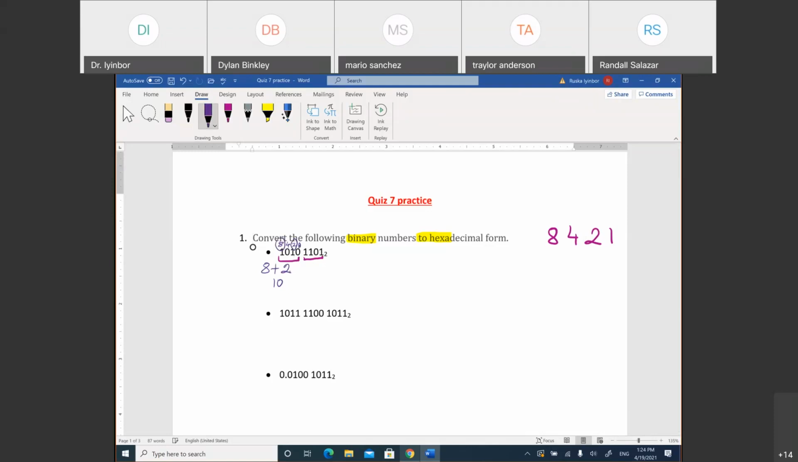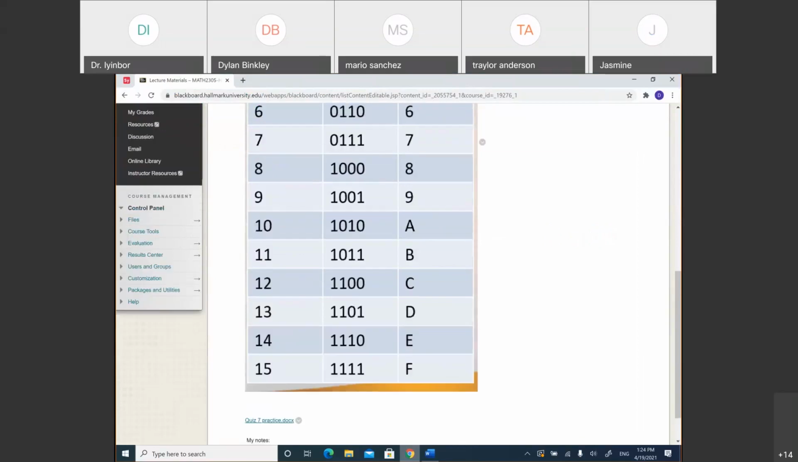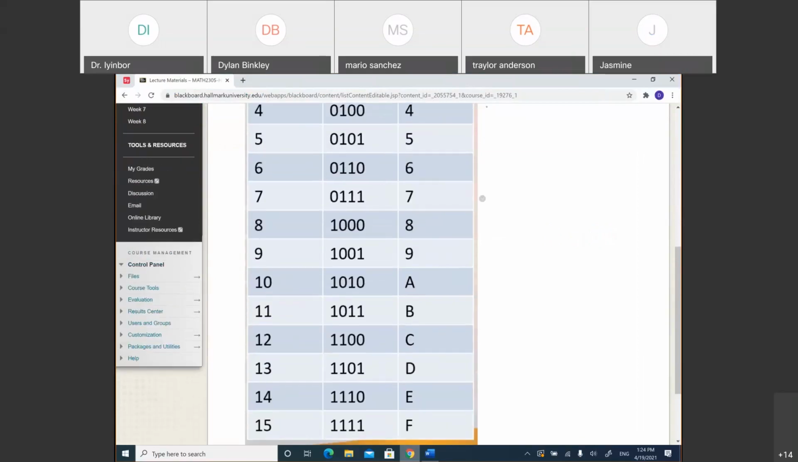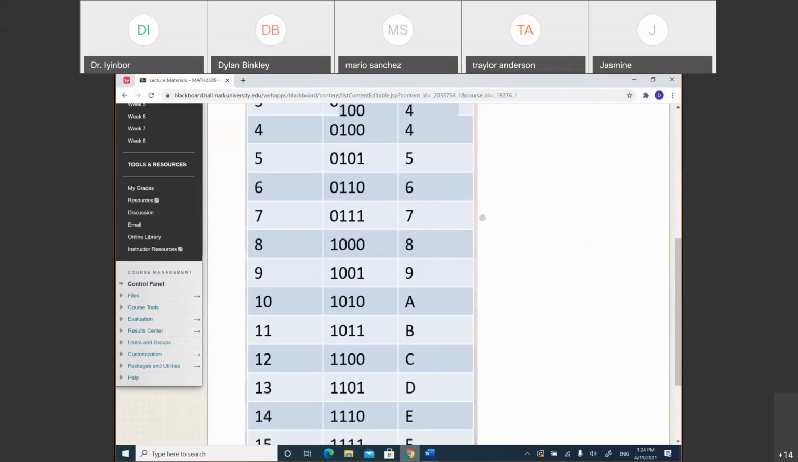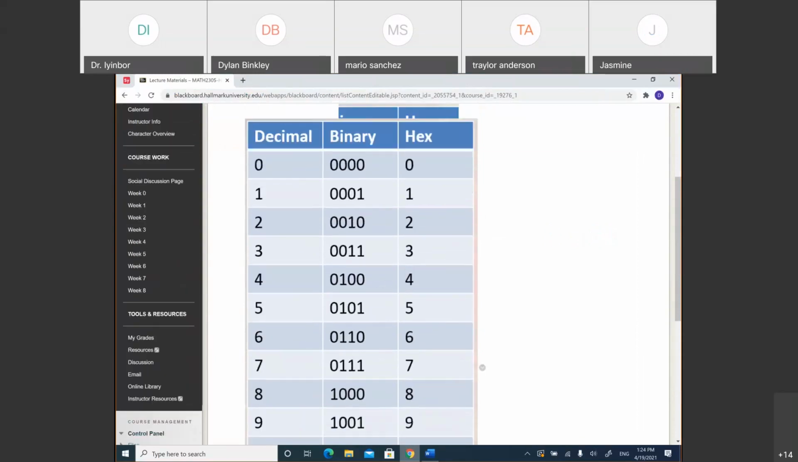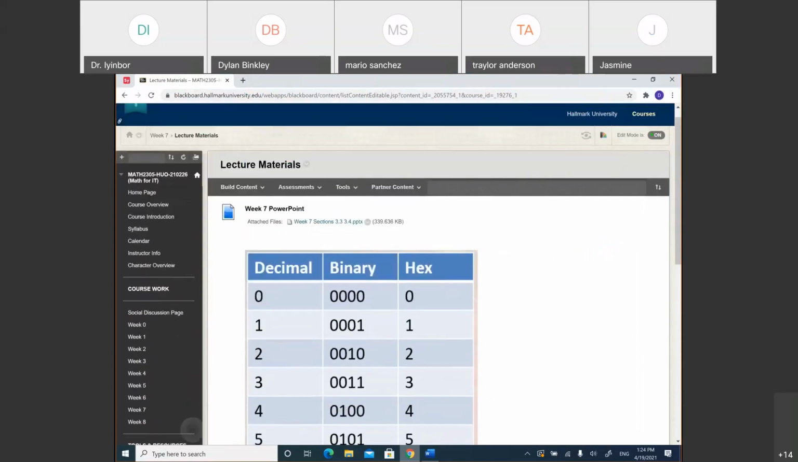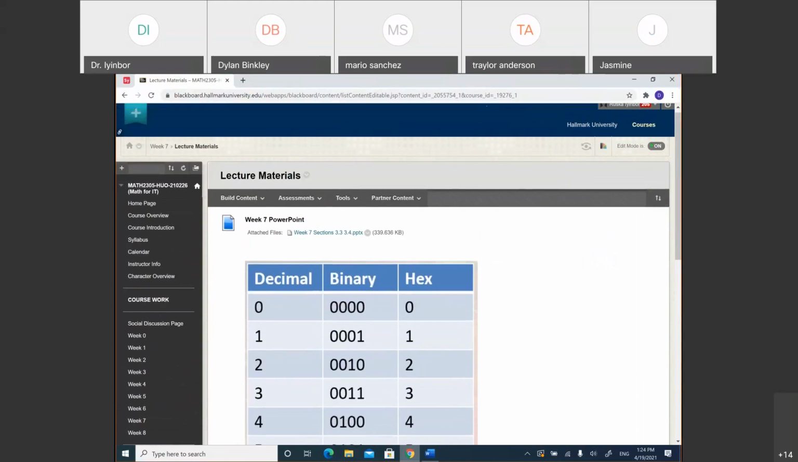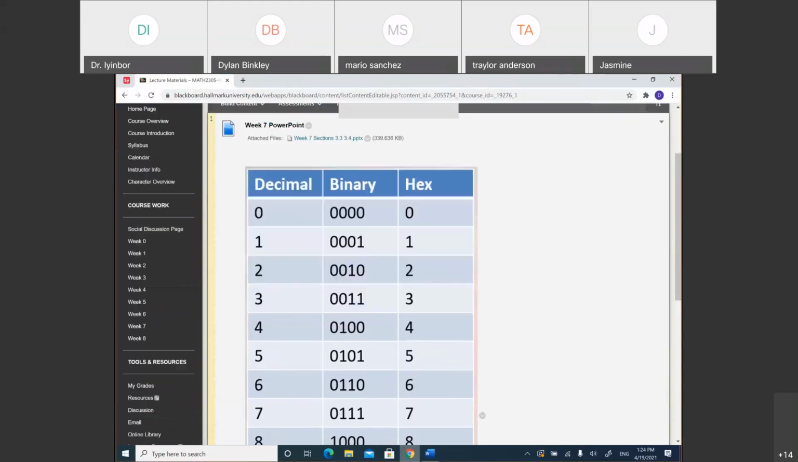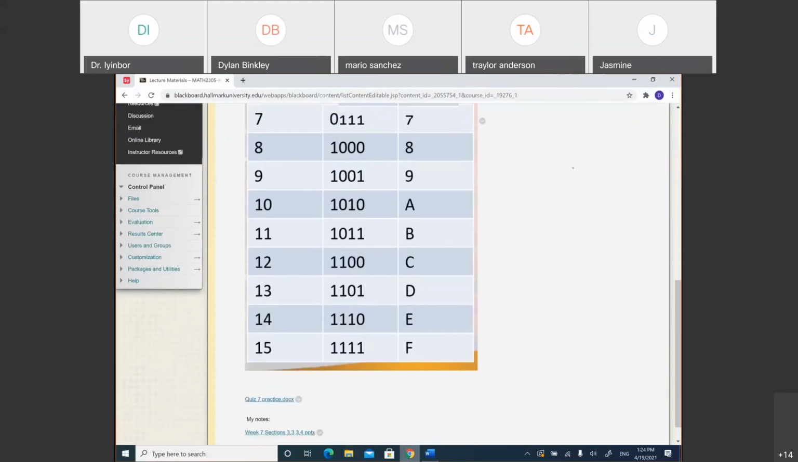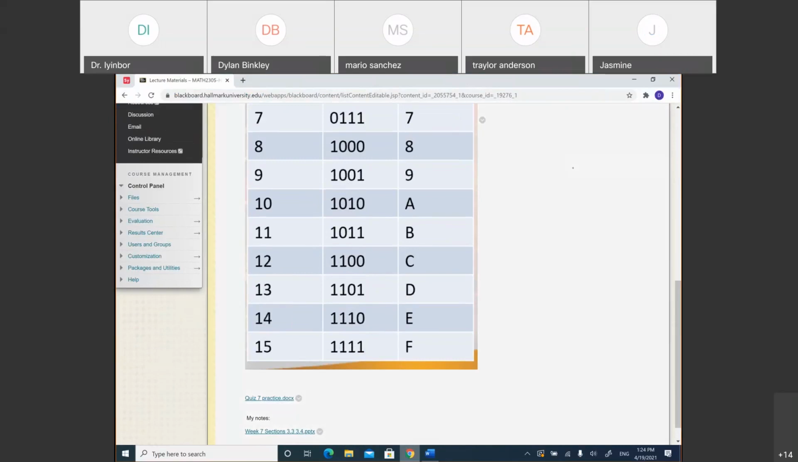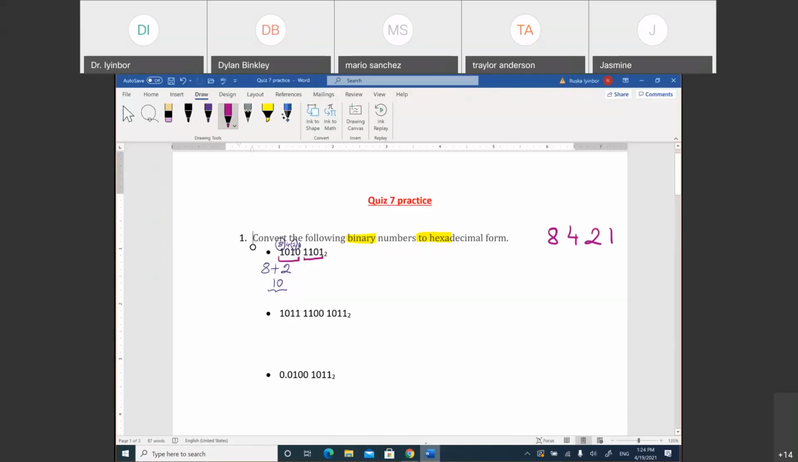What is the letter for 10? If it's 2 digits, you have to use a letter. You guys remember? A, B. This is how it works. 10 is A. Yes, this is how the hexa numbers are. And you have this in your formula sheet. It's included in the week 7 lecture materials. So if it's double digit, after 9, 10 is the letter A.